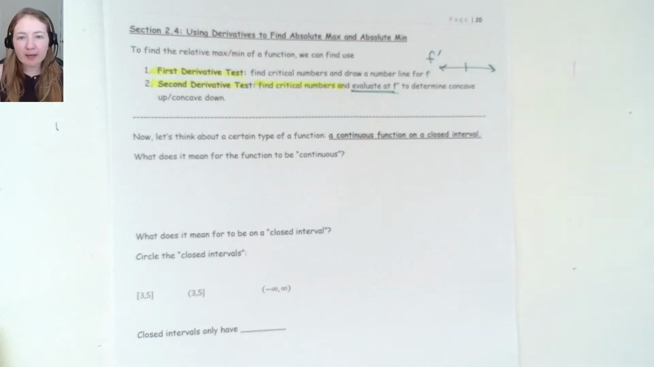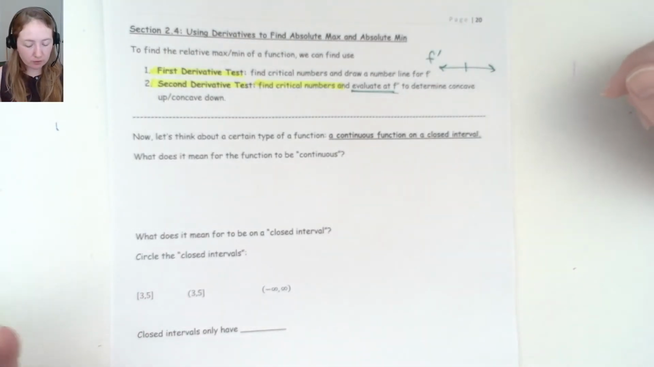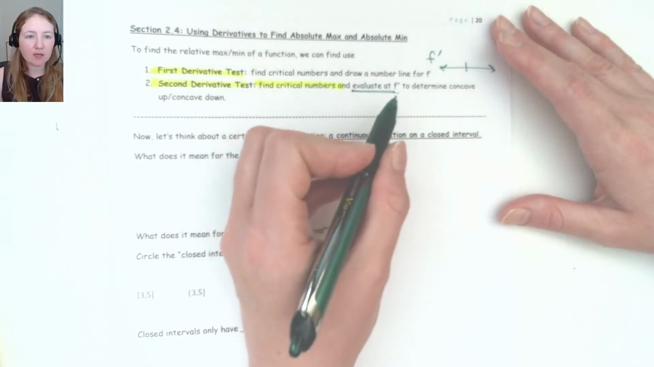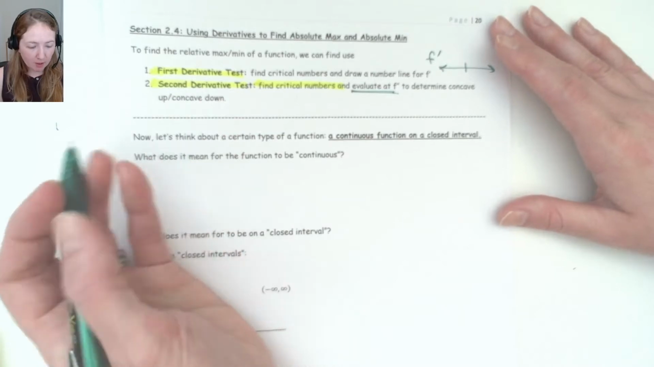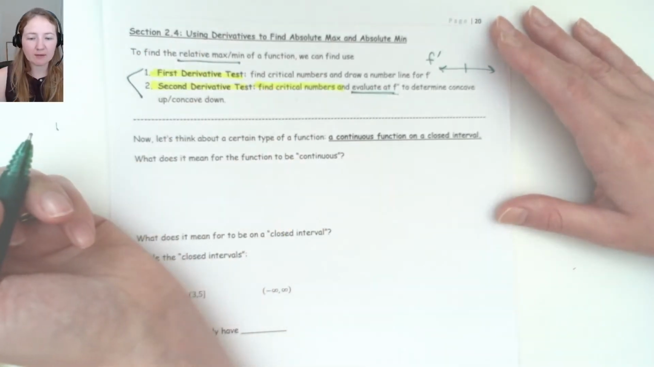All right, so right now for finding the extrema, we have the first derivative test where we draw our number line, and then we have our second derivative test where we find our critical numbers and then plug into the second derivative to determine if it's concave up or concave down. So those are two methods that we have for determining a relative max or min.